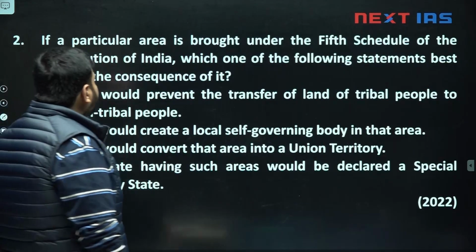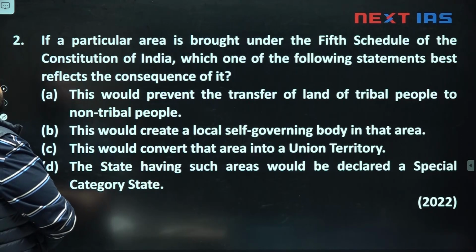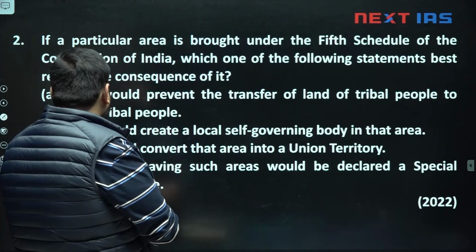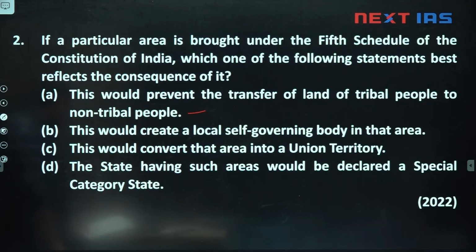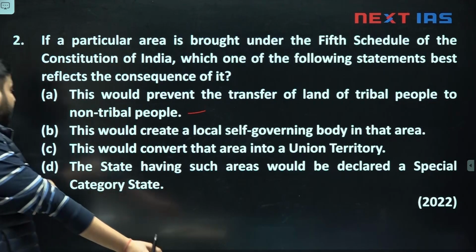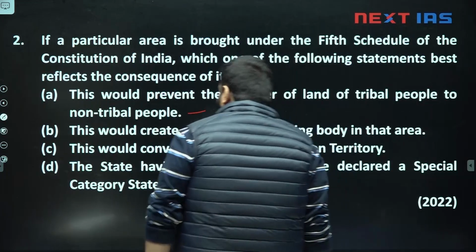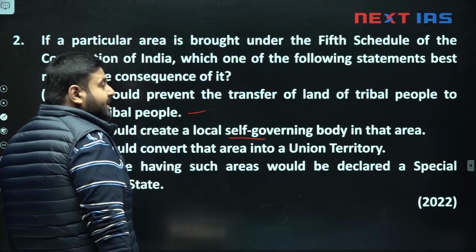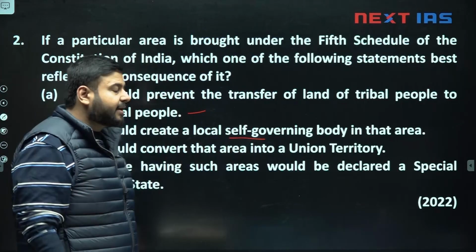Now next question, if a particular area is brought under the 5th schedule of the constitution, which of the following statement best reflect the consequences? Now this will prevent the transfer of land of tribal people to the non-tribal people. It seems correct. But as I repeat again and again, we will not mark the answer until and unless we read all the other options. This will create a local self-governing body in that area. May be correct. If we are talking about PESA, PESA means Panchayat Extension in Scheduled Areas.